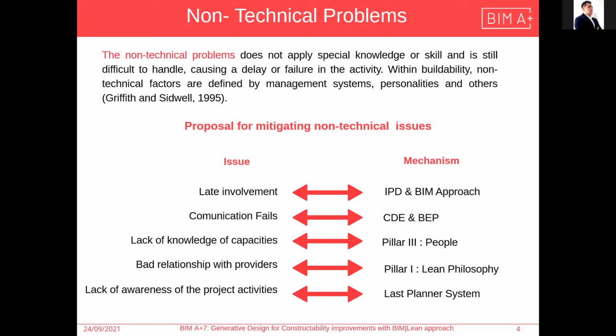We have the lack of knowledge of capabilities, the bad relationship with the provider, and the lack of awareness of the project activities. And those are contained by the Lean philosophy, remembering that people are the most important part of the process, and we need to understand what the needs are, what the capabilities are, and we need to grow with them. And it's better to understand in what stage we are doing this process.